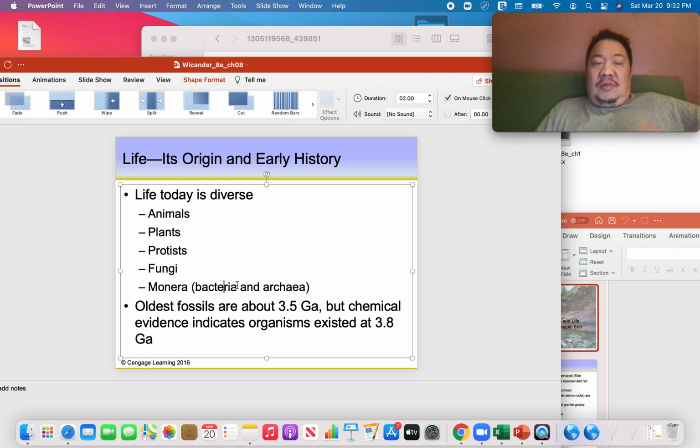We also have two other domains, domain Eubacteria, the English is bacteria, and domain Archaea, which is the same in English as it is in Latin.